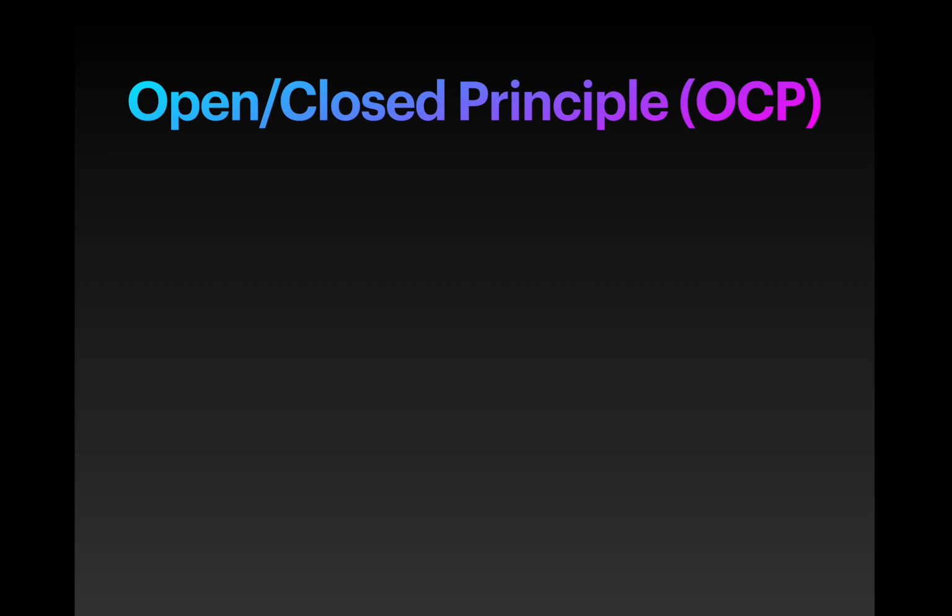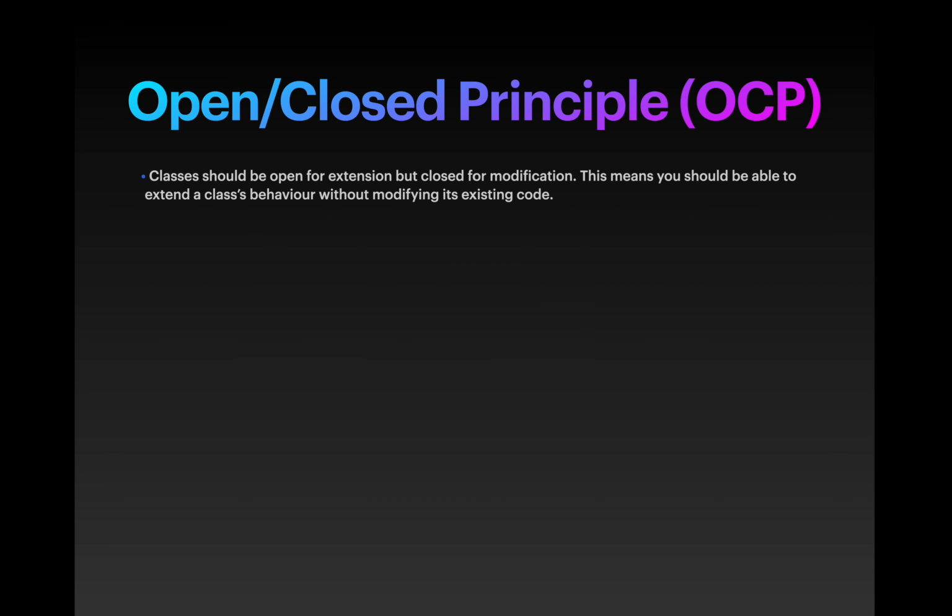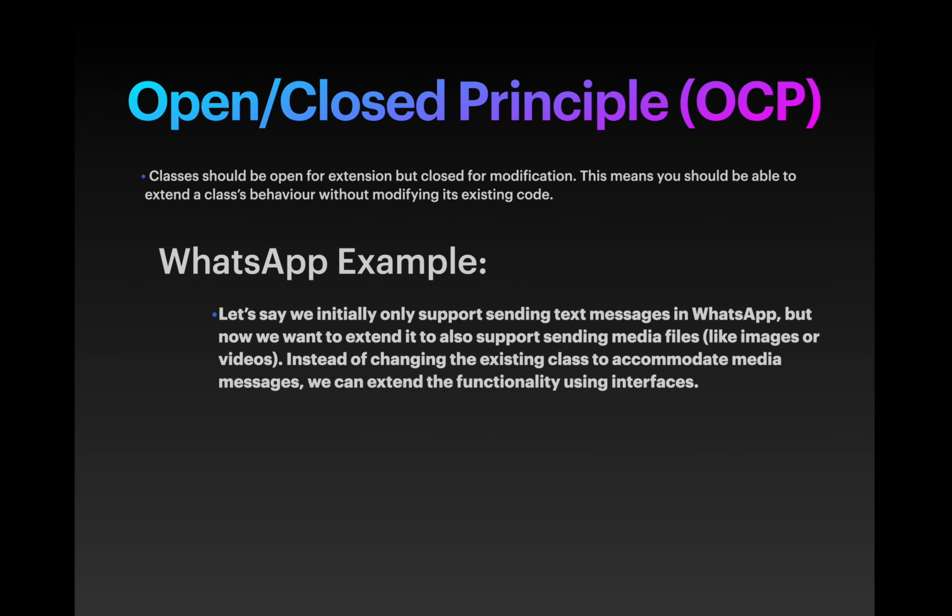Second, we have the open-closed principle. This principle says that a class should be open for extension but closed for modification. This means that you should be able to extend the class behavior without modifying the existing code. So let's suppose the same WhatsApp example. Initially we are supporting only text messages in WhatsApp, but now if we want to support sending a media file like an image or video, instead of changing the existing class to accommodate the media message, we can extend the functionality using an interface.